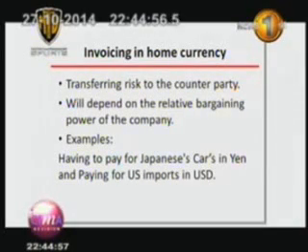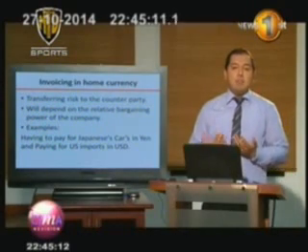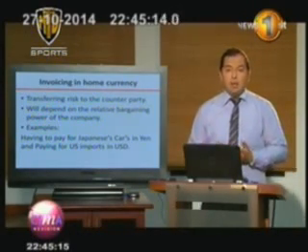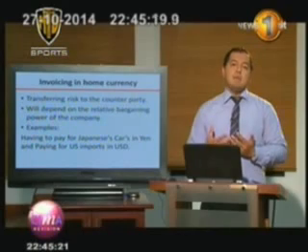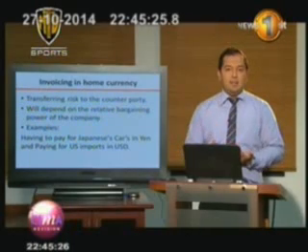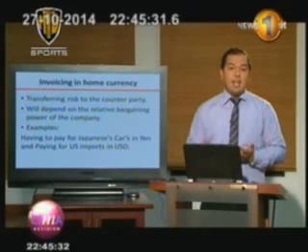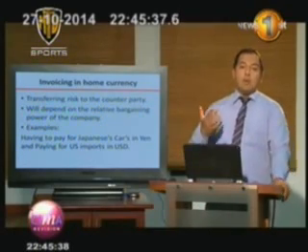And we then move on to the next method of internal hedging techniques, which is invoicing in home currency. What is invoicing in home currency about? It's something we are very familiar with as Sri Lankans. I'll give you an example. When you buy your vehicles from Japan, or when you buy machinery from the US, we are being invoiced in yen, we are being invoiced in dollars, which is the home currency of our suppliers. What are these guys doing? What they're essentially doing is transferring their foreign exchange risk to us. They are transferring the risk to their counterparties.